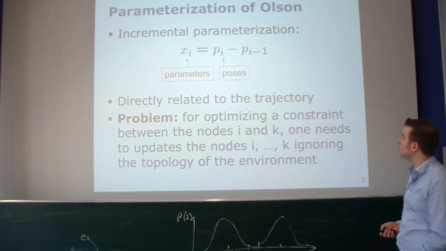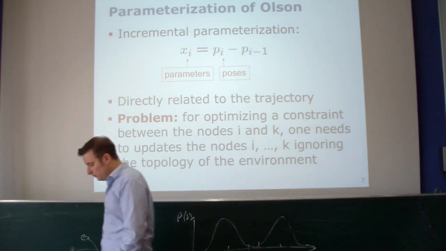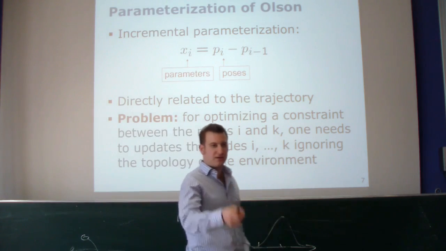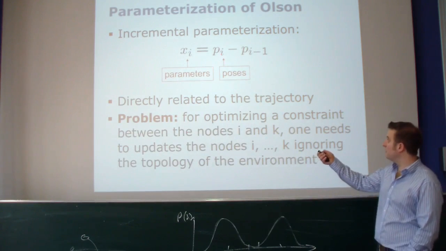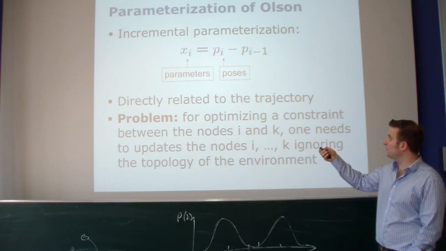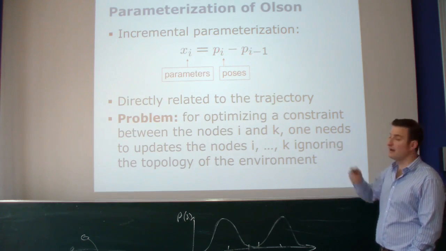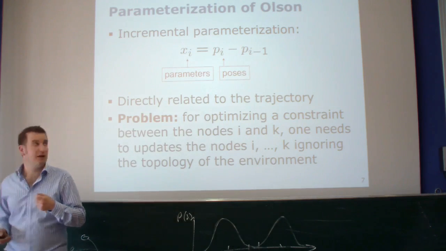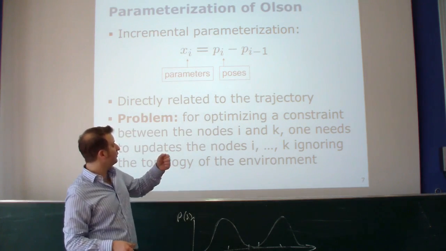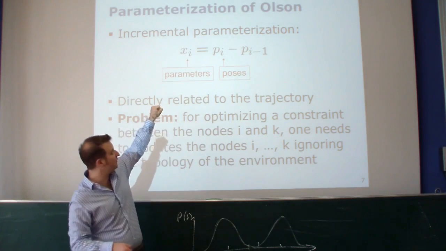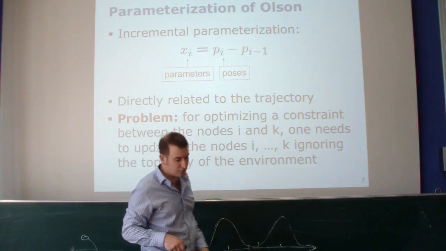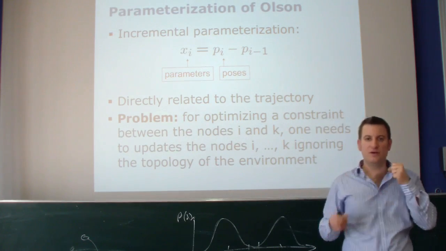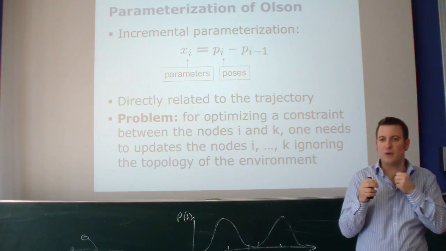So the first parameterization, proposed by Edwin Olson in 2006, was to use a parameterization which is relative to the nodes along the trajectory. So the parameter of the node p_i is the difference between p_i and p_i minus 1. So the i-th node is parameterized as the difference between the node i minus 1 and i. So if you move the parameters x_i minus 1, which correspond to p_i minus 1, you will automatically move the whole chain of nodes in the same movement. So if you move one node, everything which was recorded after that, you correct in the same way.